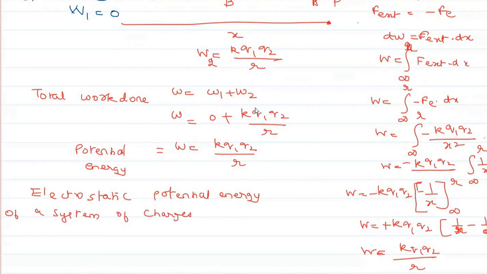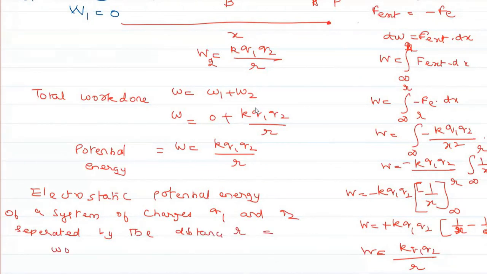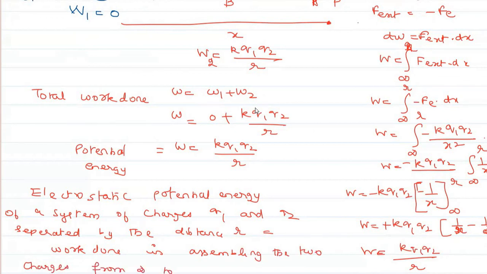Electrostatic potential energy is equal to what? Of a system of two charges Q1 and Q2 separated by a distance R. This is the system. The distance should not change for this system. It is equal to the work done in assembling these charges from infinity to a distance R between them. Wherever you want, you assemble them, but the distance should be R.